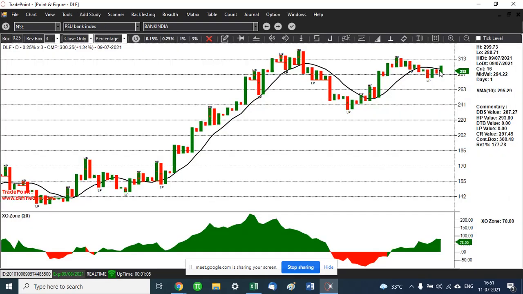DLF again, we can find it's trading above the moving average, and it has already generated a double top buy. The double top buy was generated a while back and there are a certain number of boxes already over and above it. So if we decide that the stop loss here is pretty big, we can drill down to the intraday time frame also.